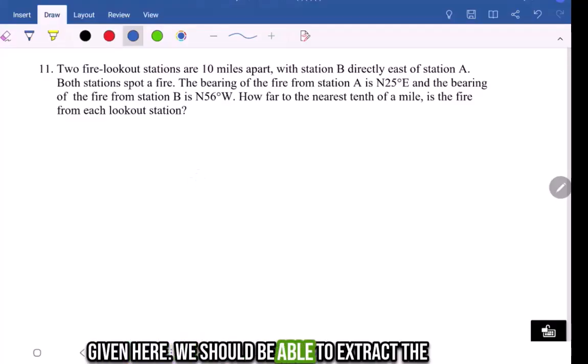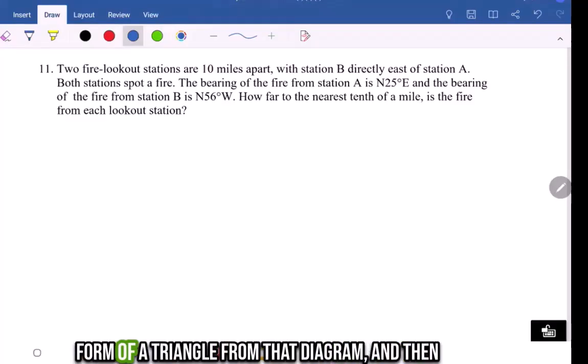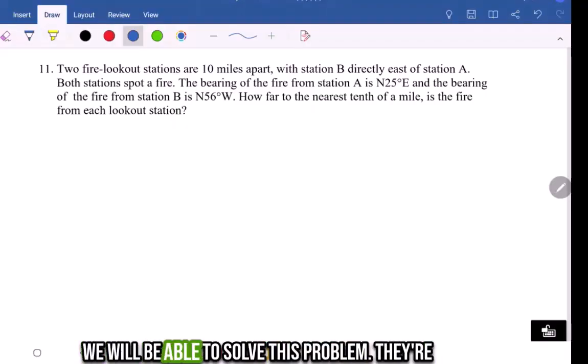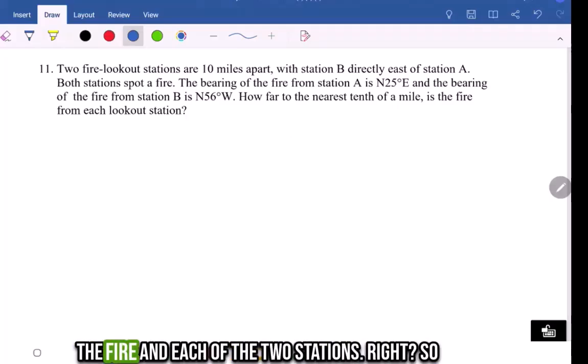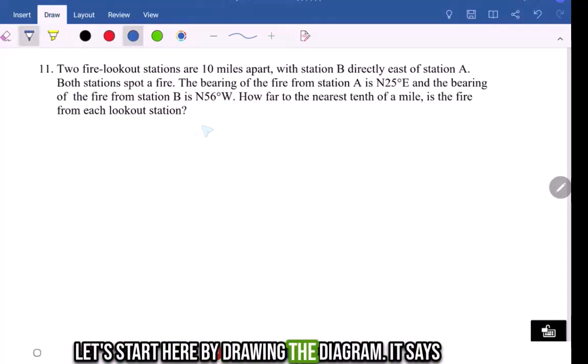We should be able to extract the form of a triangle from that diagram, and then we will be able to solve this problem. They're essentially asking for the distance between the fire and each of the 2 stations, right? So let's start here by drawing the diagram.